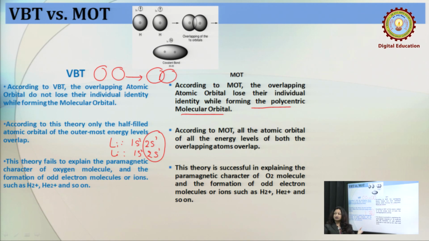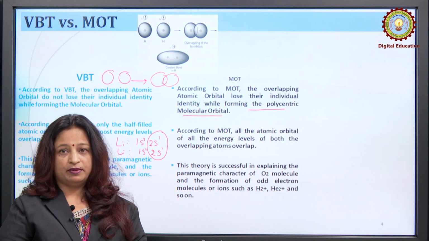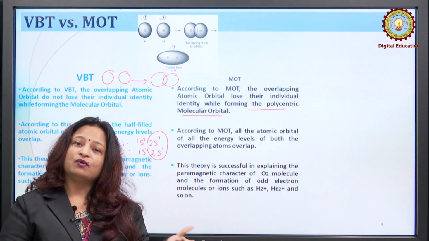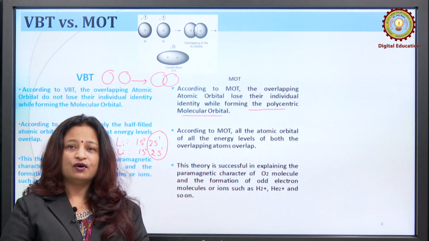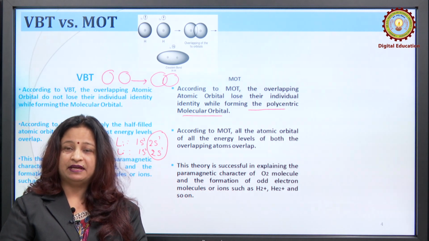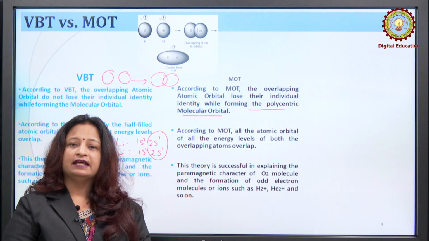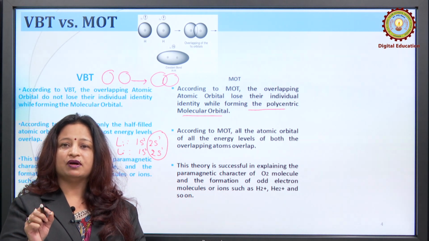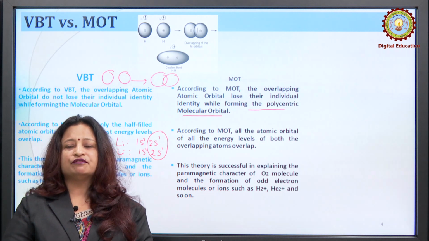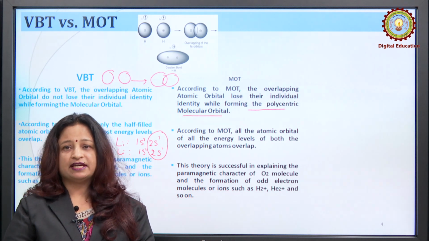But according to molecular orbital theory, all the atomic orbitals of all the energy levels of both the atoms enter into the process of overlapping. So, all the atomic orbitals are entering into the process of overlapping as per molecular orbital theory, while in the case of valence bond theory, only the outermost half-filled atomic orbitals enter into the process of overlapping.